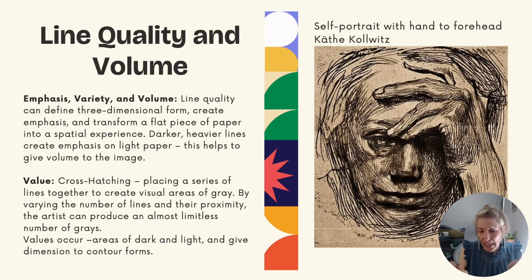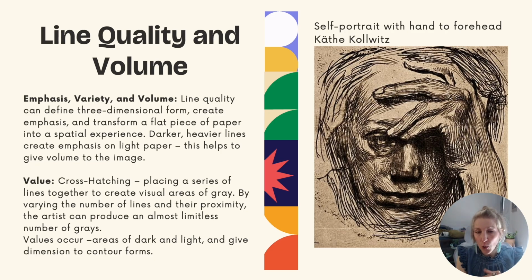There's also value that can be created by different uses of line. Cross-hatching is a really common way of creating this value. This is when a series of lines are put together to create visual areas of gray. They cross over each other, often by varying the number of those lines and their proximity to each other. The artist can produce an almost infinite, limitless number of grays within a composition. Values then start to be built, areas of dark and areas of light that help pull out dimension into the form that is being created.